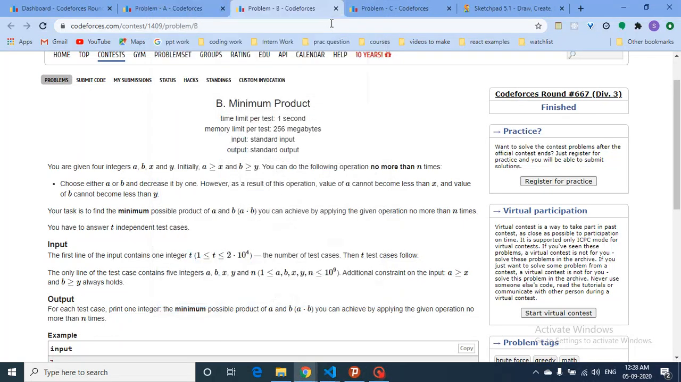Hello friends, so today we're going to discuss problem B from the latest Codeforces round 667, problem name Minimum Product. So you are given four integers a, b, x and y, and a is greater than or equal to x and b is greater than or equal to y. So there are two numbers a and b, and there are two other numbers x and y, and a is greater than or equal to x and b is greater than or equal to y.